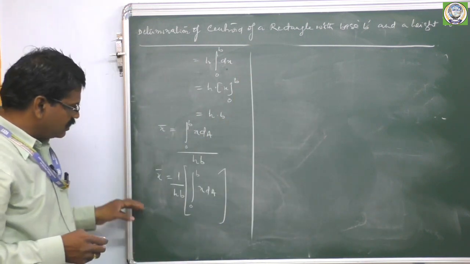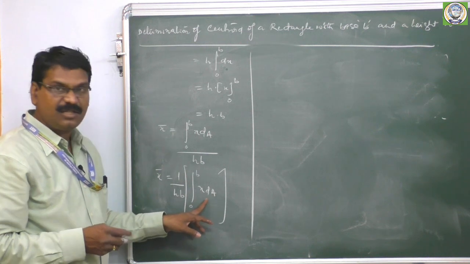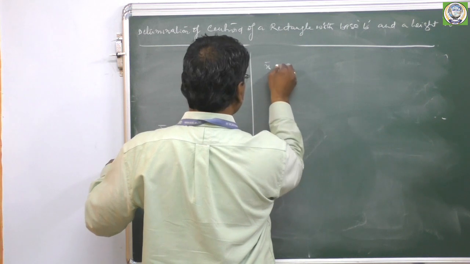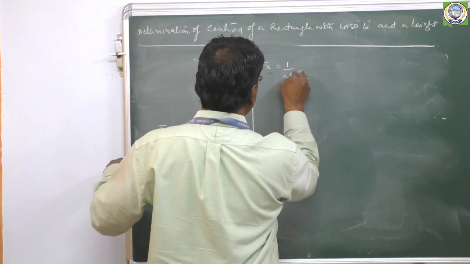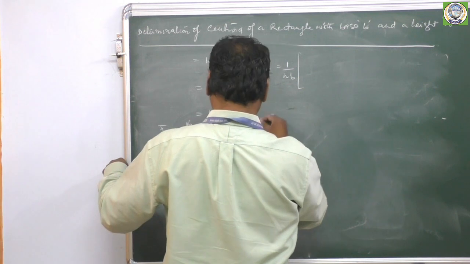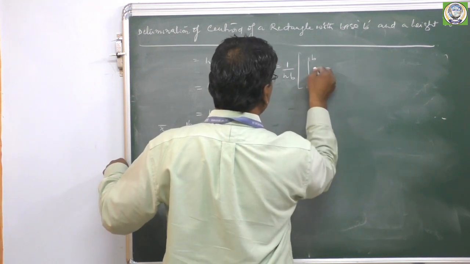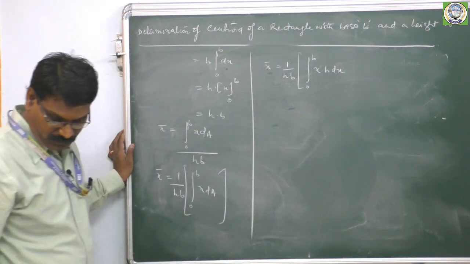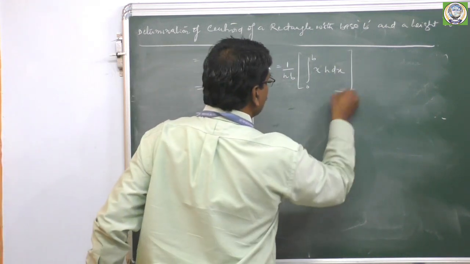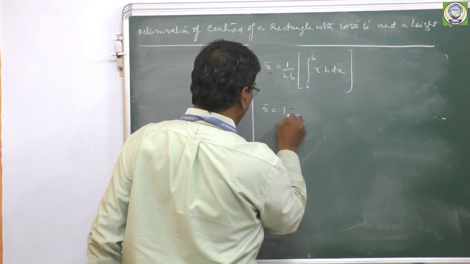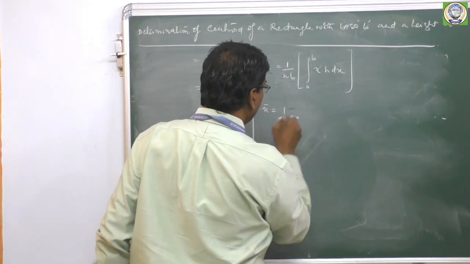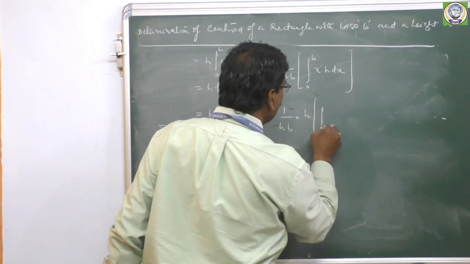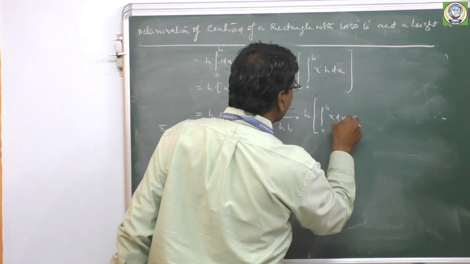From equation 1, we consider that dA is nothing but h dx. Therefore, bring it and substitute it there. We'll get x bar is equal to 1 by hb into integral 0 to b x into h dx. That implies x bar is equal to 1 by hb into, as h is constant, take out of the integral, h into integral 0 to b x dx.